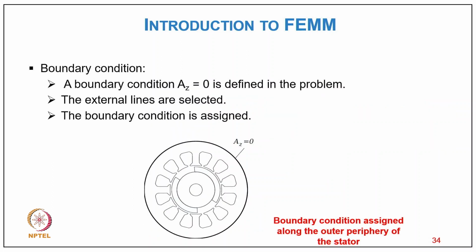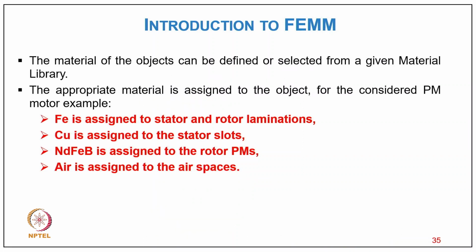Then a boundary condition, Az equal to 0, is defined in the problem, and the external lines are selected, and the boundary condition is assigned. Typically here you can see Az equal to 0. So the boundary condition is assigned along the outer periphery of the stator.